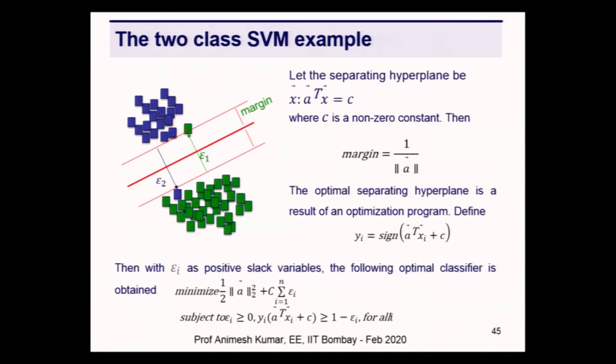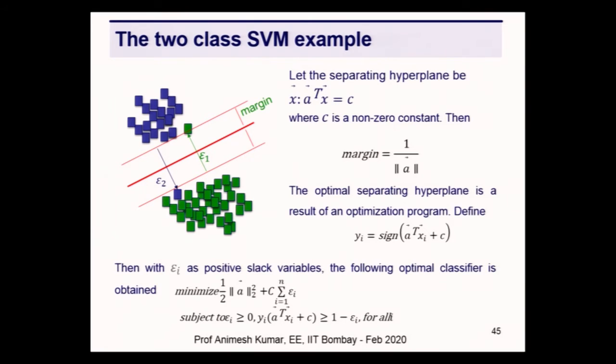So the separating hyperplane is the inner product of the a vector with the x vector, and that you insist is a constant. And then there is this notion of a margin, which is just the inverse of the norm of the vector a that you are looking at.